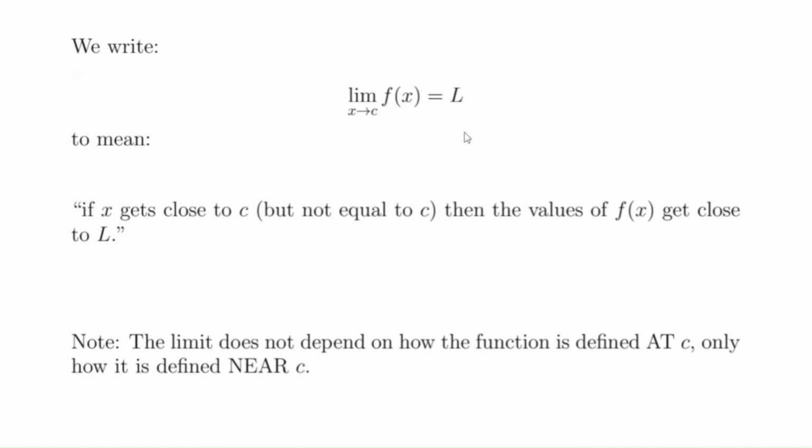Now, in general, we write this. So for some general function f of x, and some number c and some number L, we write this notation, limit as x approaches c of f of x equals L. We write this to mean if x gets close to c, but not equal to c, then the values of f of x get close to L. So in other words, as x gets closer and closer to c, right, as x approaches c, these function values get closer and closer to L. Now, one thing I do want to point out is that the limit does not depend on how the function is defined at that number c, but only how it's defined near the number c.